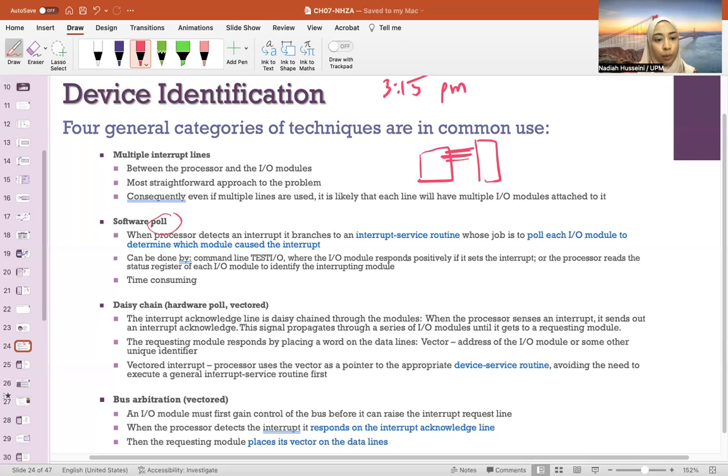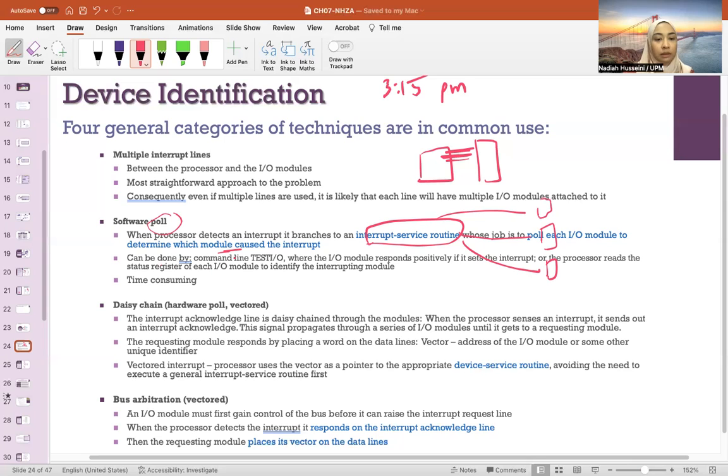You have a software poll. The processor detects an interrupt. It branches to an interrupt service routine, whereby the service routine polls each of the IO modules to determine which module causes the interrupt. So basically, if you have 10 modules, the interrupt service routine goes to each and asks, hey, did you issue an interrupt just now? If you did, please let us know. So basically, it's quite a lot of work for the interrupt service routine.